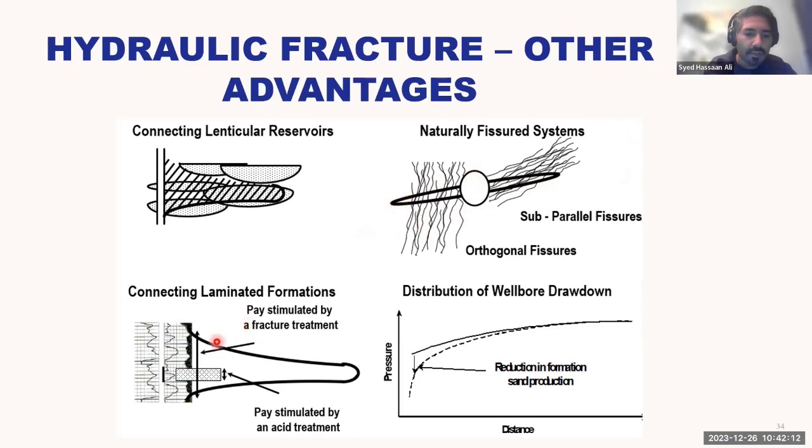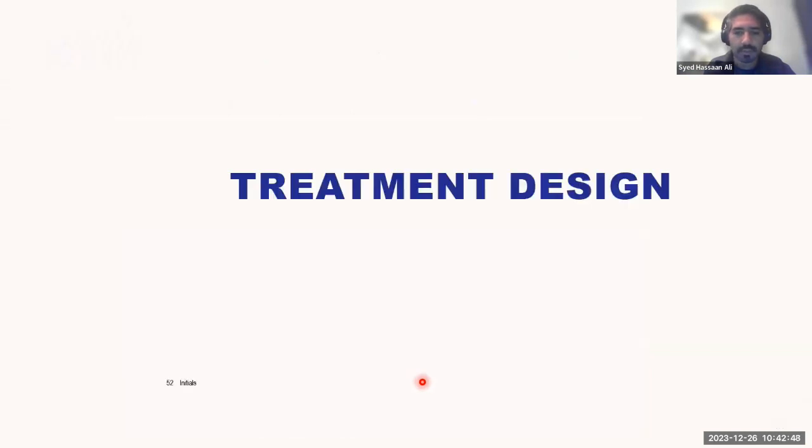And then you have laminated formations as well, which is an entirely different and very important aspect of fracking, in which you actually combine the acid treatment with the fracking, so that you can produce through the laminated formations. And then obviously the reduction in sand production, as I mentioned earlier. Produced sand is something we don't want, so by fracking, we can reduce the well drawdown in terms of sand production.